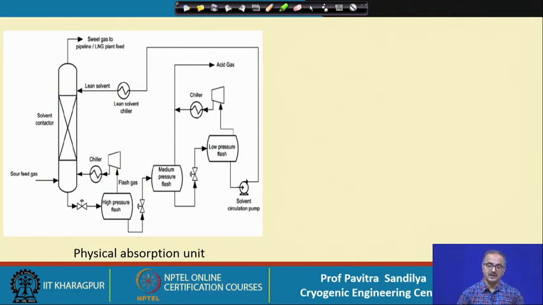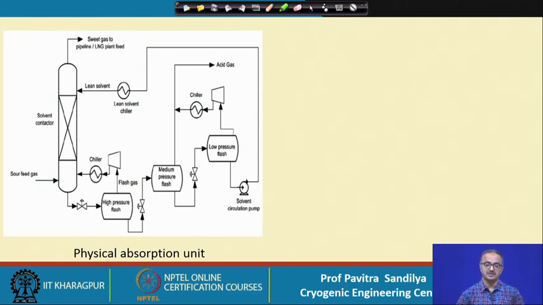Because it's flashing, we can do multiple cascaded flashing: high pressure, medium pressure, low pressure. By reducing the pressure we are able to recover the solvent more and more. So just by flashing we recover these gases, and then we take the solvent back to the column after regeneration.